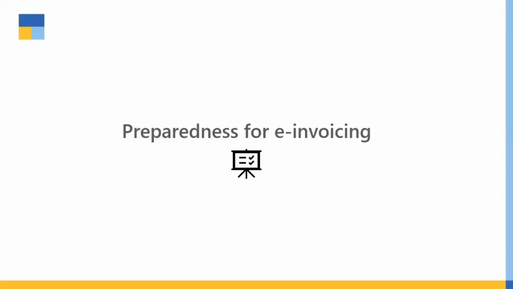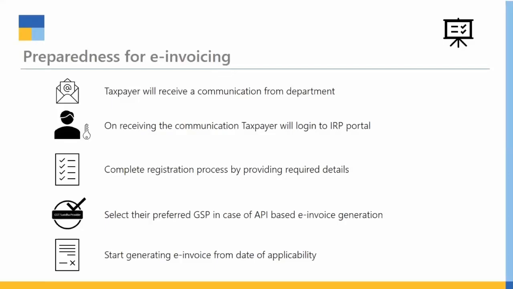Okay. So preparedness for e-invoicing. Taxpayer will receive a communication. Now let's start with our practical working. On receiving the communication, now this communication is through our notification that government has issued for 5 crore plus companies. Complete the registration process. Okay, how many of you are aware of the registration process on the e-invoice portal?